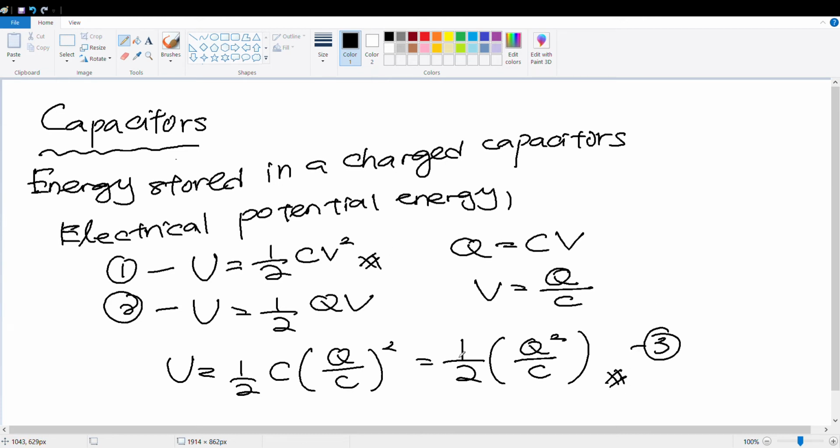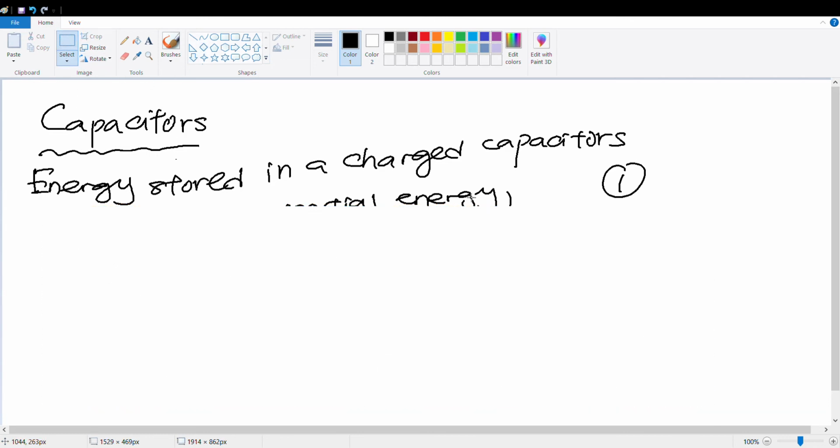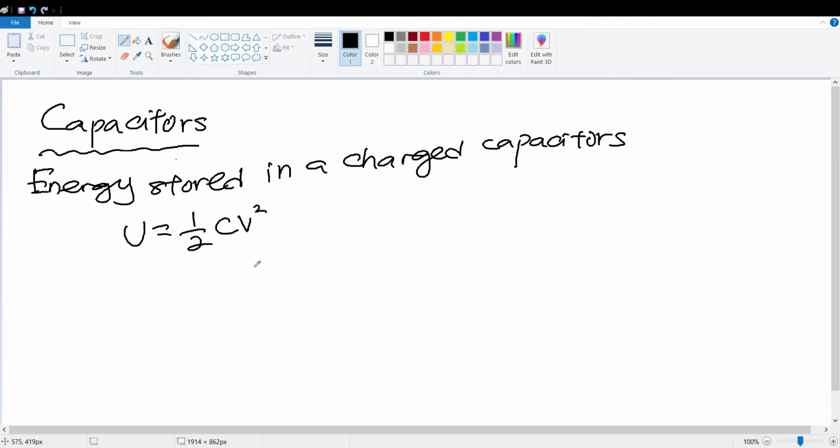So these three formulas each have their own relation. Let me erase all this first. The derivation of each formula has its own main objective. Let me show you this. For the first one, U is equal to half CV squared. I can see that my U, the electrical potential energy, is directly proportional to the square of the potential difference across the two plates of the capacitor.